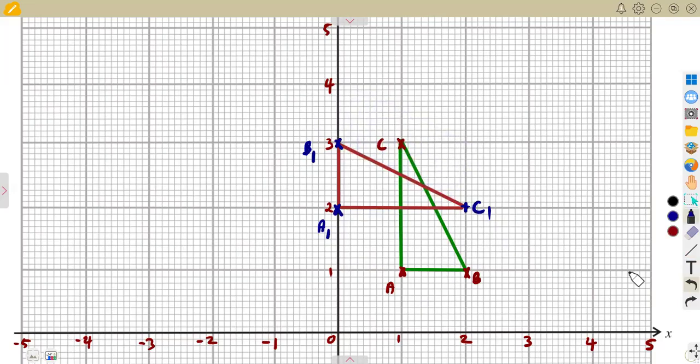So we want to know the single transformation which maps this ABC onto the triangle A1, B1, C1. As we can see, the triangle A1, B1, C1 and ABC are the same. They are congruent to each other, very congruent.